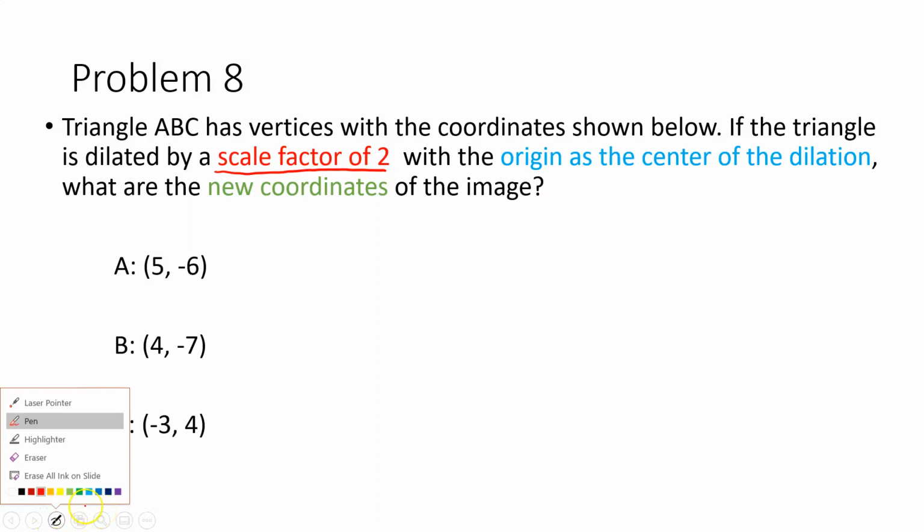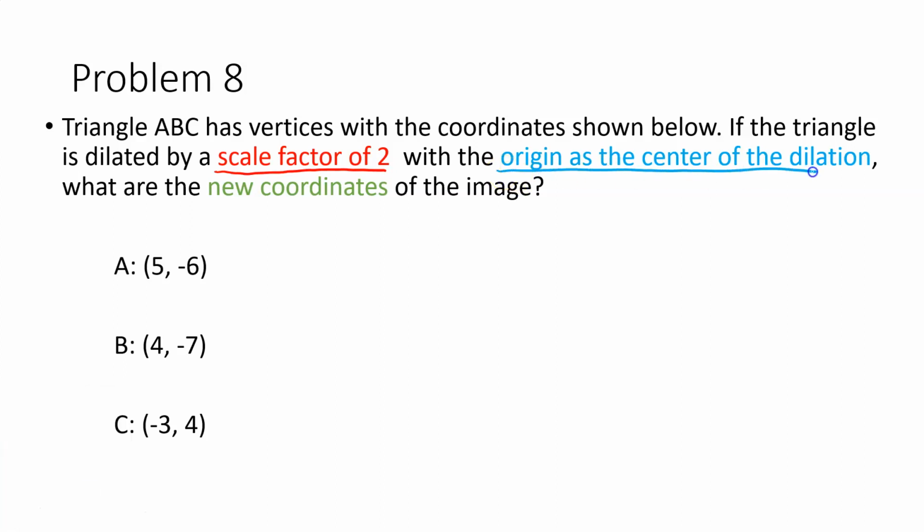Well, remember, if we're ever dilating from the origin, when we apply our scale factor, we just apply it to the original coordinates. So we're going to multiply everything here by our scale factor. Our scale factor was 2. We're just going to go through and multiply every single one of our coordinates, our A, our B, and our C, our original points, by that scale factor of 2. That should give us our new coordinates. That should give us our new A prime, which in this case, what's 5 times 2? That's 10. What is negative 6 times 2? That's negative 12. So there we have it. Those are the new coordinates of the image.